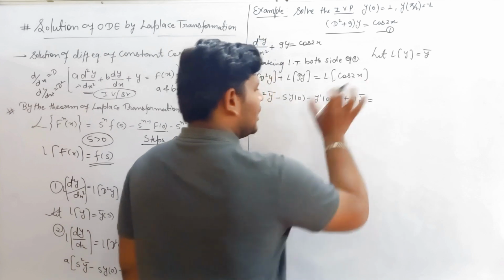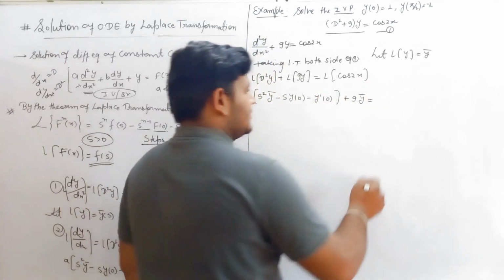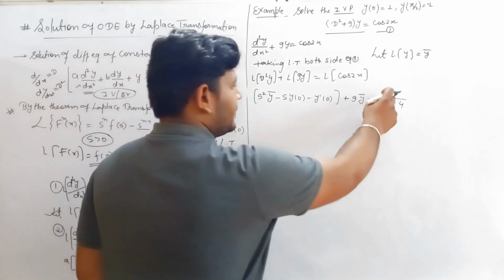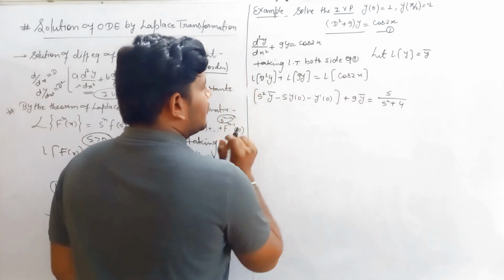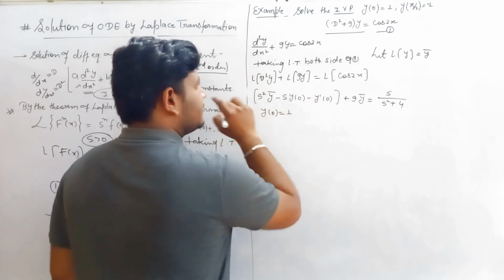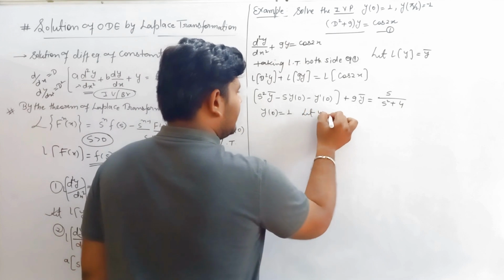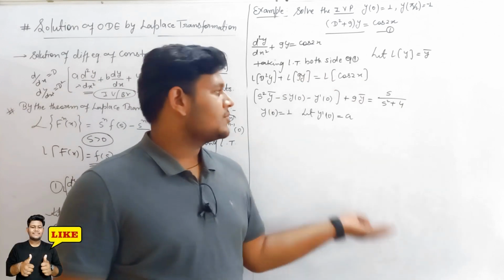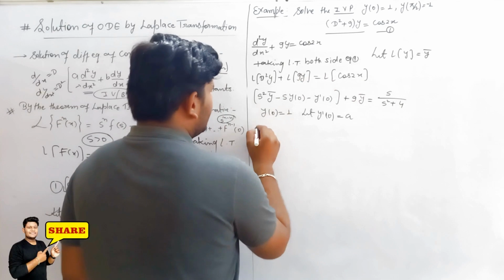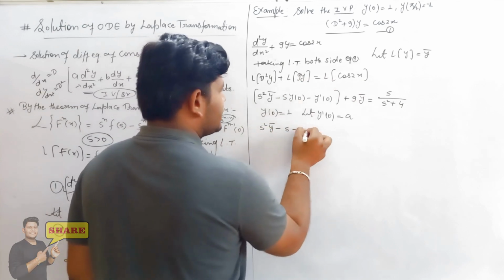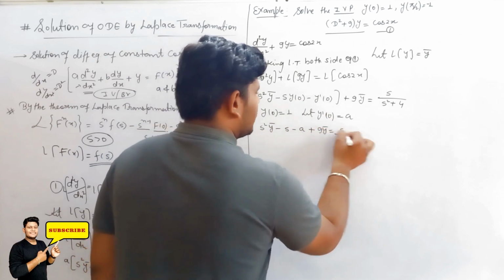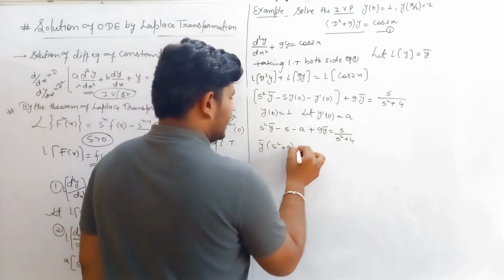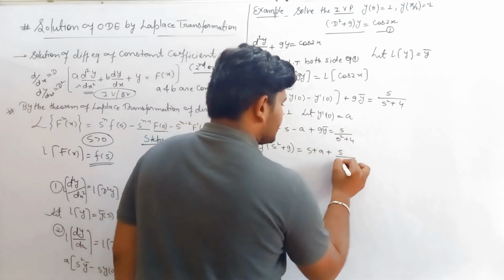is equal to, now the Laplace transform of cos of 2x is nothing but s upon s square plus 4. We know the formula of the Laplace transform, s upon s square plus a square, where a is 2. Now we have a condition, y0 is equal to 1, and let y dash 0 be equal to a. We have not a, but we have 1 by 2, and after calculating this we will calculate this constant also. So now s square y bar minus s times 1 minus a plus 9y bar is equal to s upon s square plus 4. Taking common, s square plus 9 times y bar is equal to s plus a plus s upon s square plus 4.